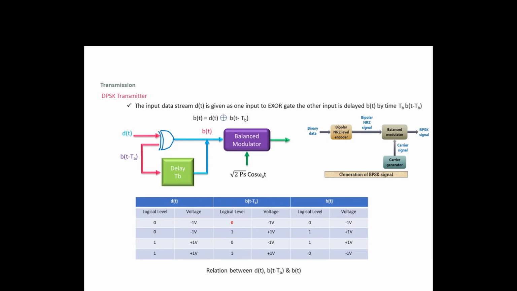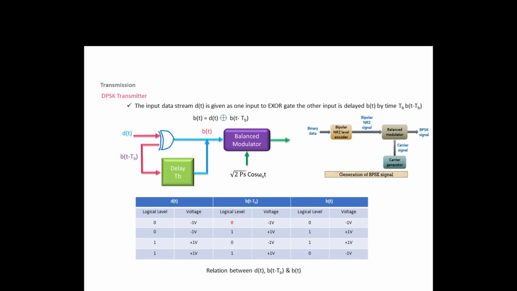In the first 0 we can assume that input, we don't know the previous input, so we are assuming the first input, that's why it is indicated by a red mark. Then the logical level, that is B of t, can be obtained by using the XOR operation. So D of t and B of t minus TB is XORed.